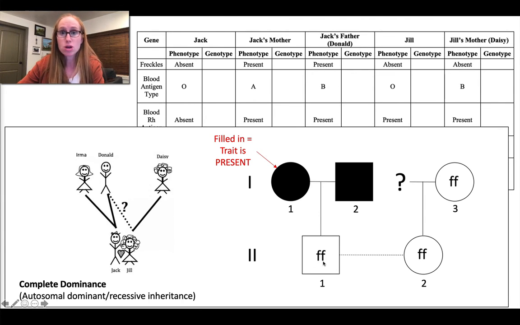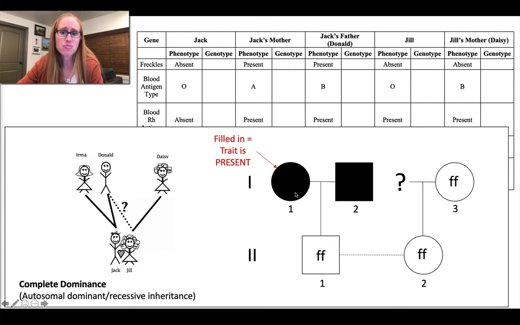So we know if you don't have freckles, you have to be homozygous for that recessive trait. So we say homozygous recessive. So little f, little f. So we know that Jack is little f, Jill is little f, and Daisy is little f, little f. So what do we know then about Jack's parents?